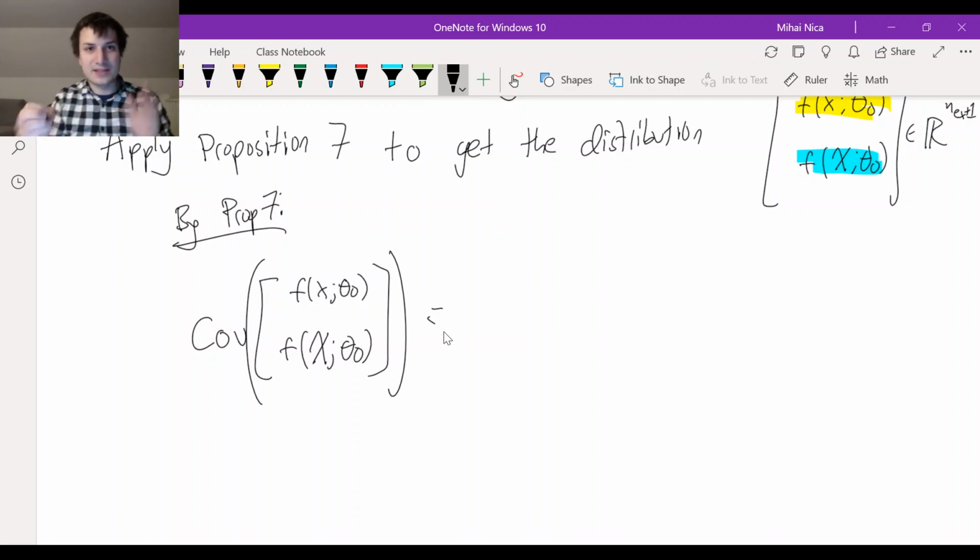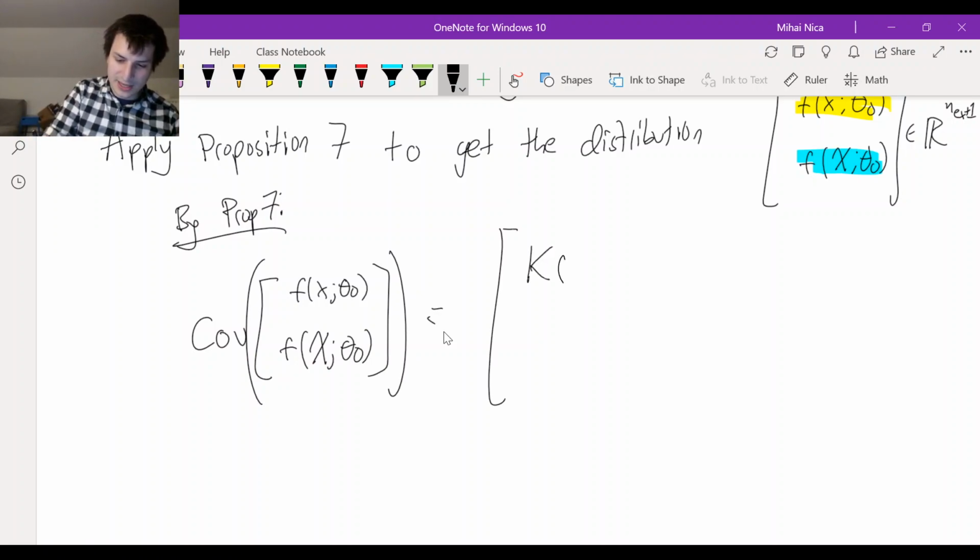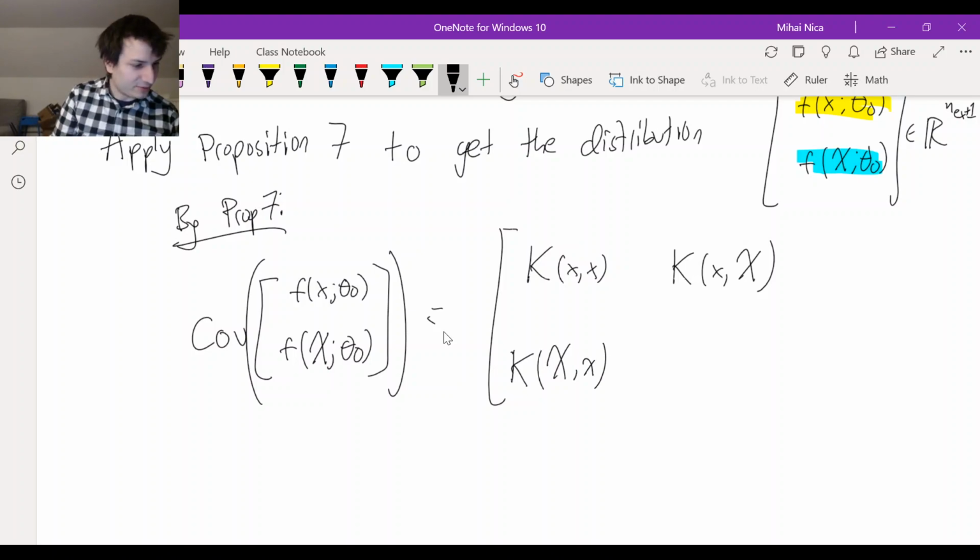What's the covariance? It's going to be a matrix. It has this matrix k of xx, which is a 1 by 1 matrix. Then here you have k of x, big X, k of big X, little x. I feel like those are backwards. Yes. No, those are right. Okay.